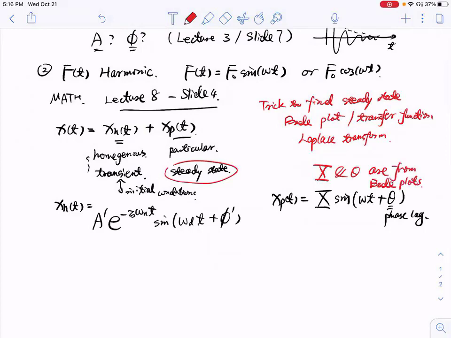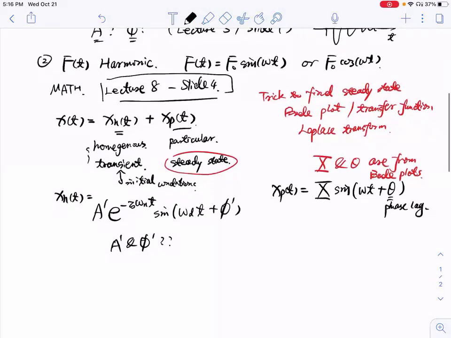And then how to find your A' and φ'? Then you need to plug your initial conditions back in. And what do you do then if you don't remember how to find these A' and φ'? Just go to slide number 4 in lecture 8. Okay. So that's for part 1 and part 2.